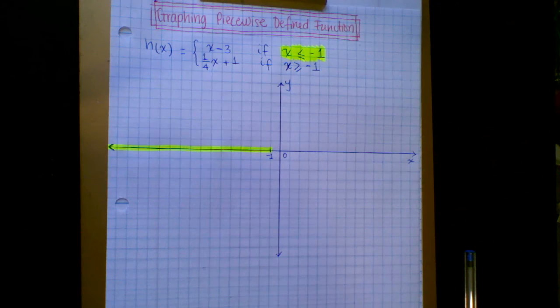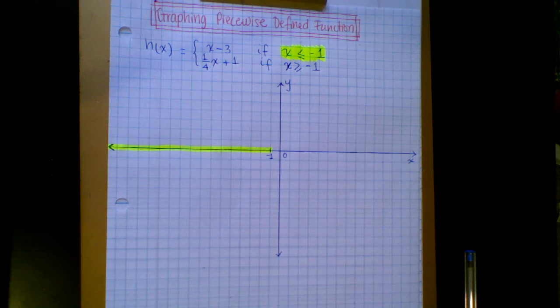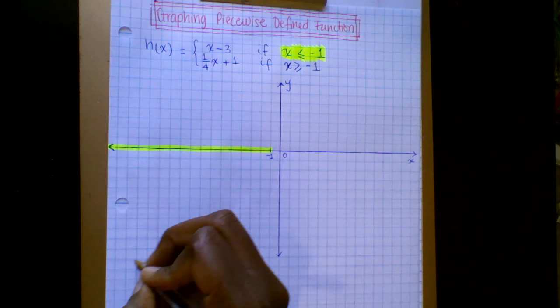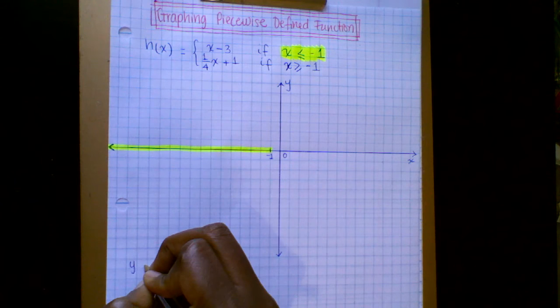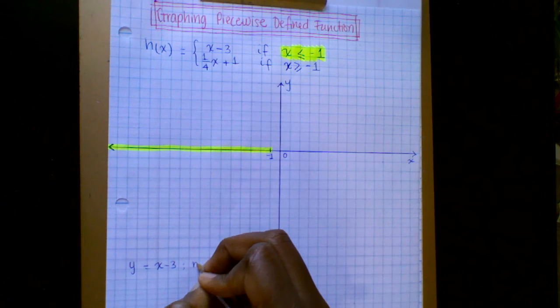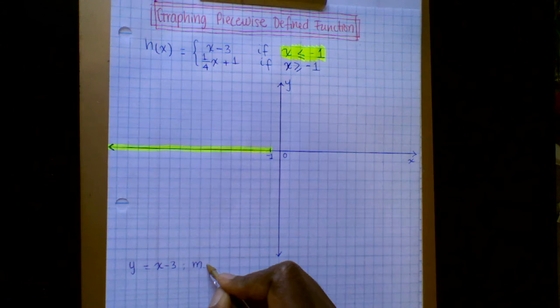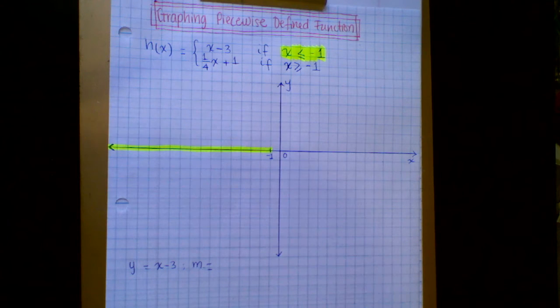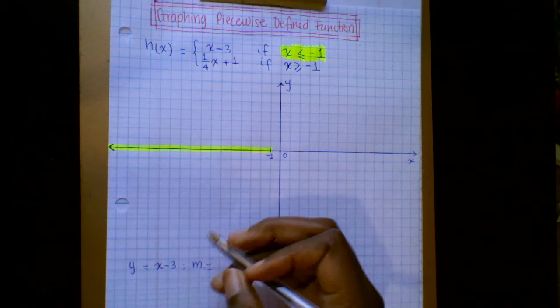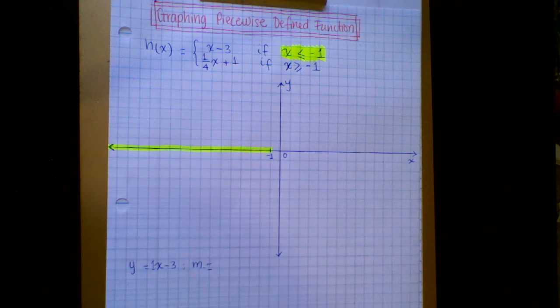So how am I going to graph? We want to graph the linear function. Let me write it below: y equals x minus 3. What is the number for the slope m? m represents the slope. The slope is the number in front of x. So what number do you see in front of x? Can it be 0 or 1? It cannot be 0, so it has to be 1. The number in front of x is 1.